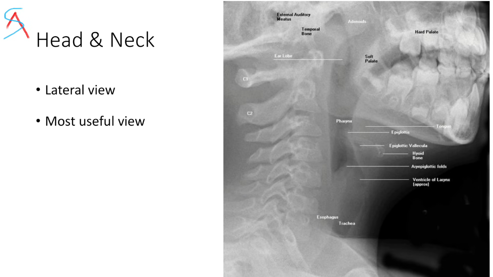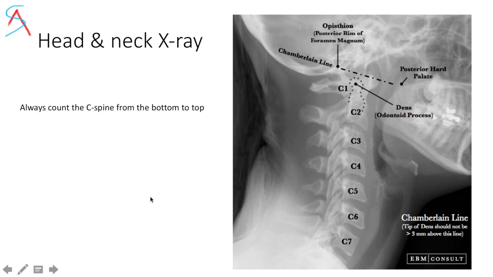Mostly they will be of lateral views, and lateral view is the most useful view to see head and neck structures. In head and neck X-ray, just remember this key point. Whenever you want to locate a particular spine, just always count the spine from the bottom, because if you start counting from above, C1, C2, there will be some mistake or error you will make.